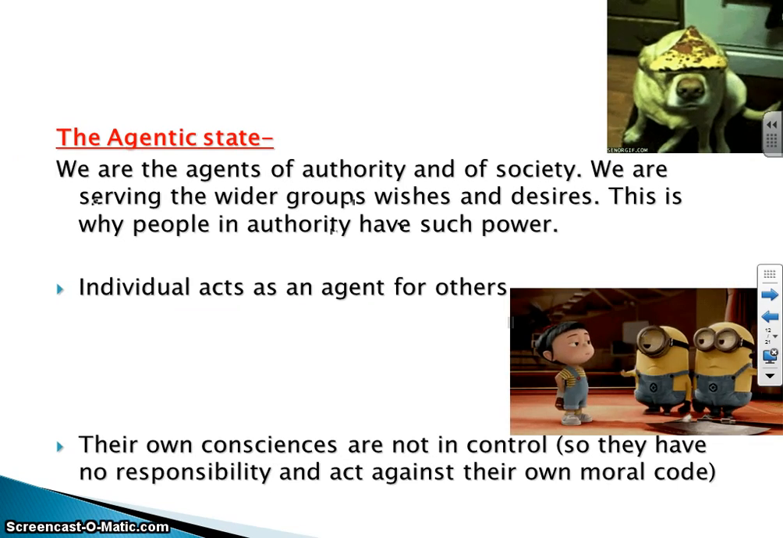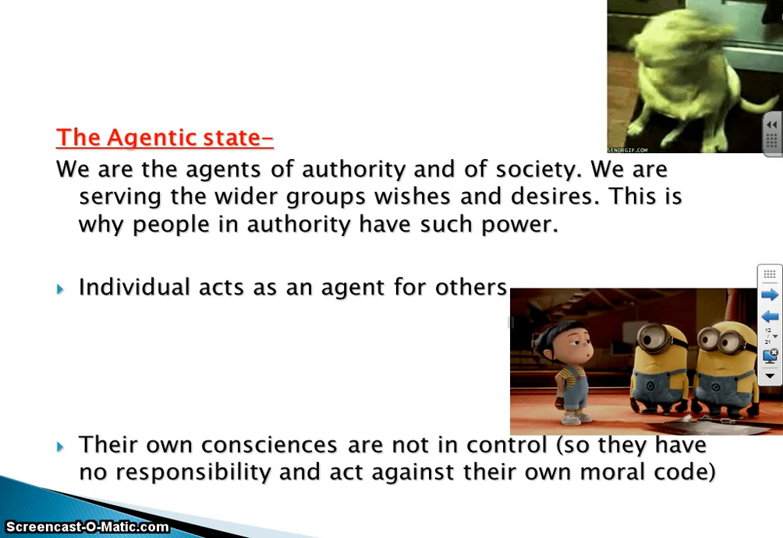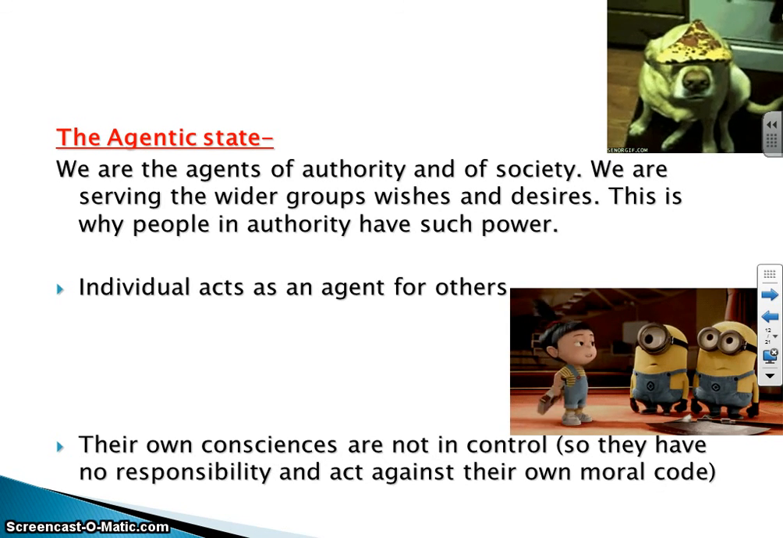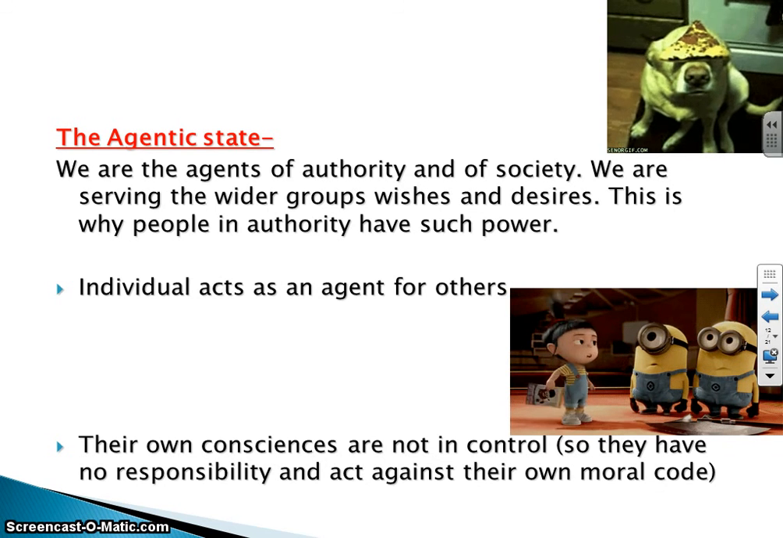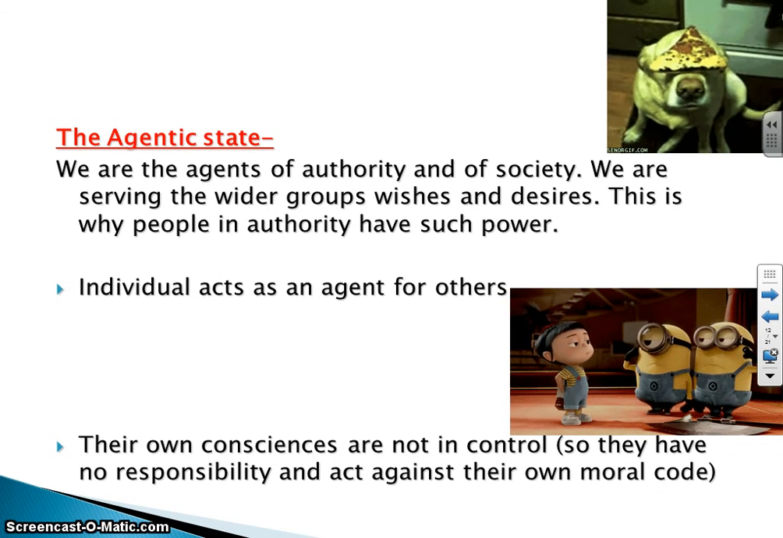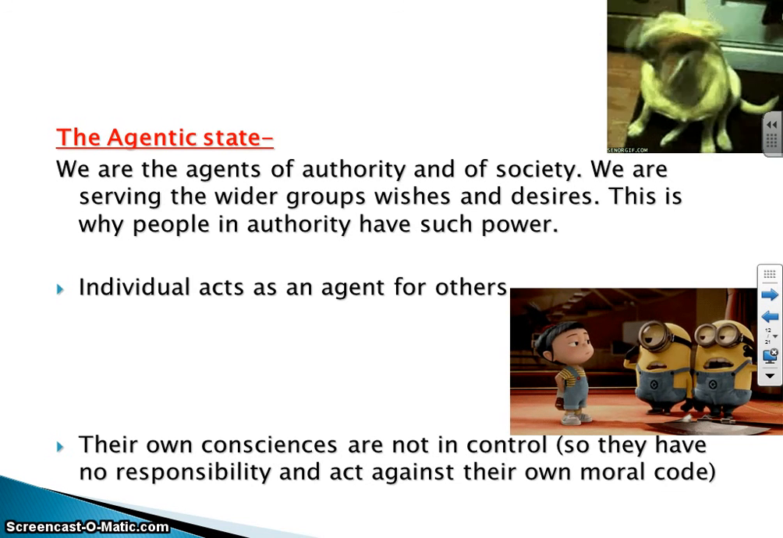And then we've got the agentic state. The agentic state is the state that we move into from the autonomous state when we've got an authority figure telling us what to do. And we give up our consciences and we act under the control of somebody else. We give up responsibilities for our actions and we act as the agents of other people.